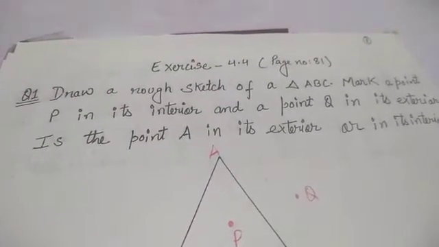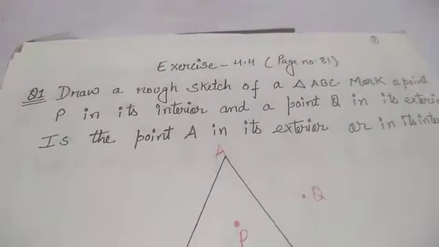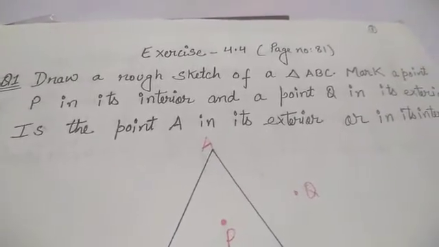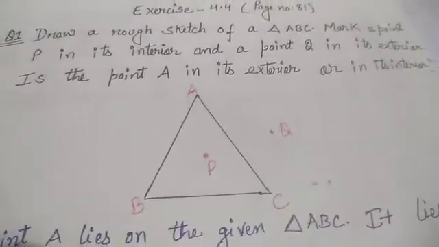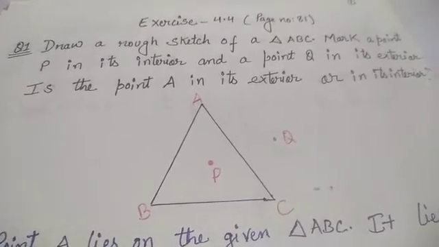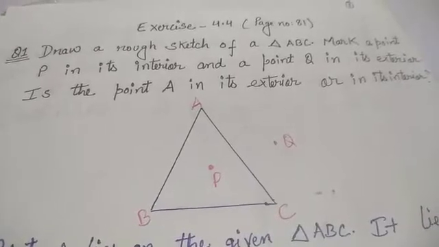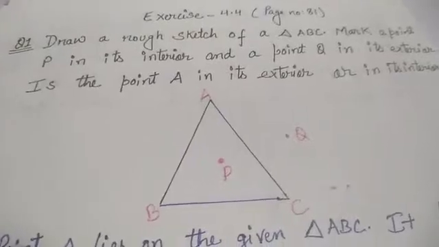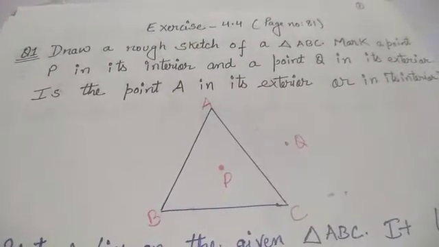Today we are going to start exercise 4.4 in which we will discuss all the questions. We will start with question number 1. Here is the question number 1. Draw a rough sketch of triangle ABC which we have already drawn here. Mark a point P in its interior. Interior means inside the triangle boundary. And a point Q in its exterior means outside. Is the point A in its exterior or in its interior?